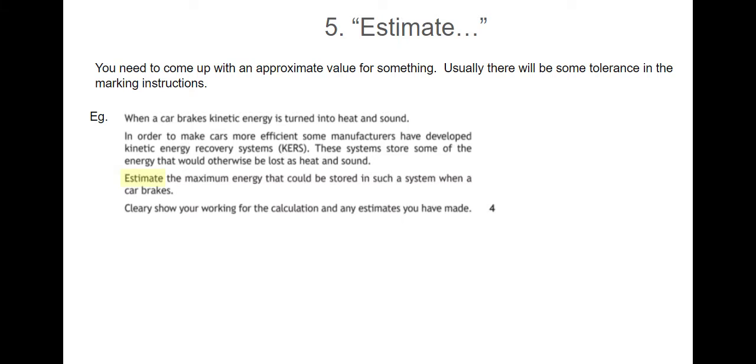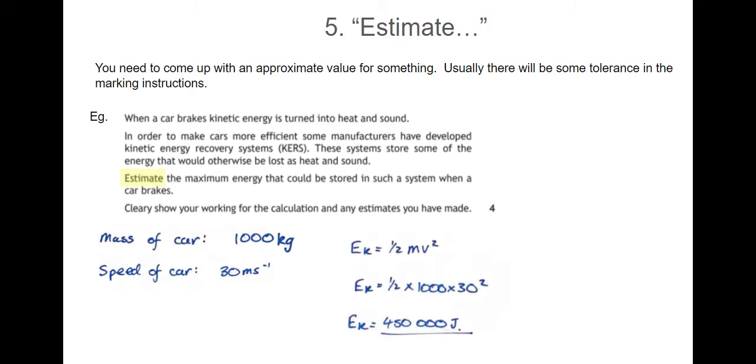So what did I need to do? I'm doing an estimate question, and I need to work out how much kinetic energy a car had. To work out kinetic energy, I need to know mass and velocity. As I don't know either, I need to estimate them. So the mass of the car, I estimate about 1,000 kilograms. Speed of the car, I estimate about 30 meters per second. And then I work out the kinetic energy.